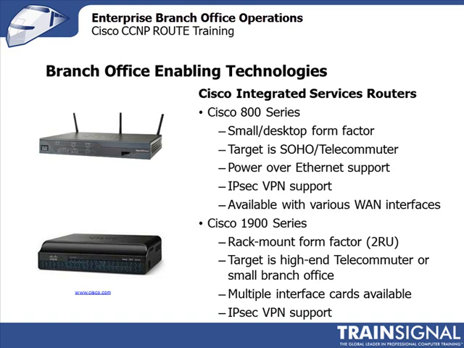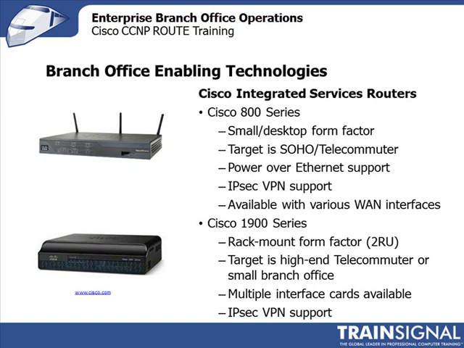We want to just do a quick survey of the types of devices. First, there's the 800 series integrated services routers. They're usually small desktop form factors. These are targeted at the SOHO or telecommuter type of environment where there's one or a handful of users. It gives you power over Ethernet support if you need to support access points, wireless access points, or IP phones, obviously IPsec-based VPNs, and there are a variety of WAN interfaces available, from DSL to broadband using Ethernet handoff and so forth.